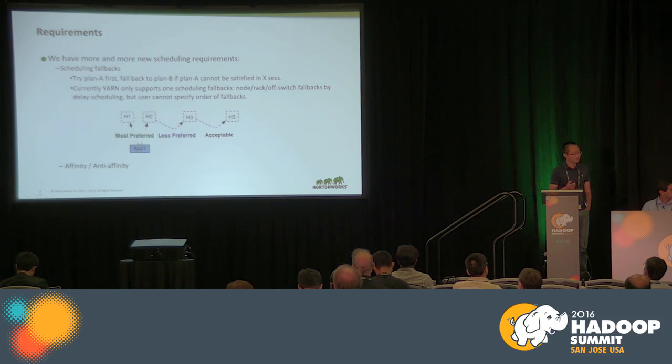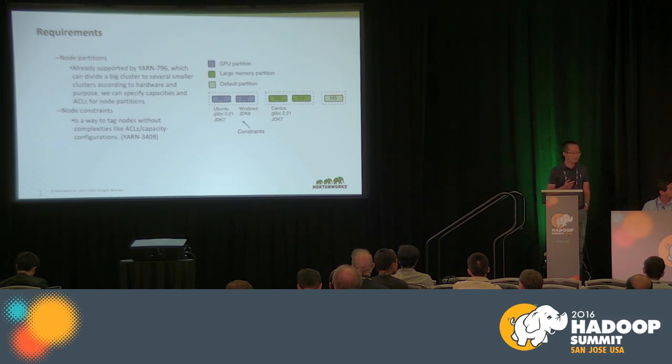The other requirement is affinity and anti-affinity. I already covered this in previous slides. The next is node partitions and node constraints. First is the node partition. The node partition is a way we can divide a big cluster into several smaller clusters. So we can assign different capacities to different queues in different partitions, and also we can add ACLs to limit some partitions to be used only by specific queues.